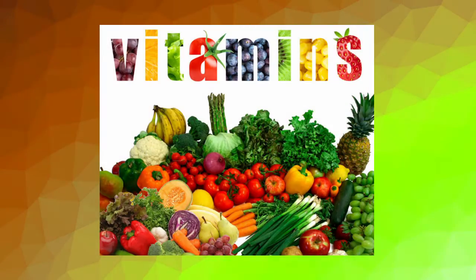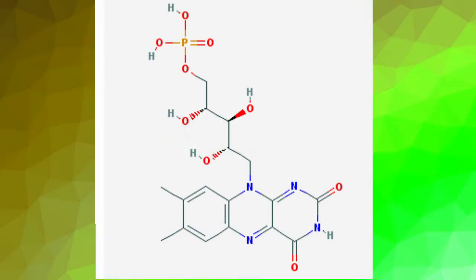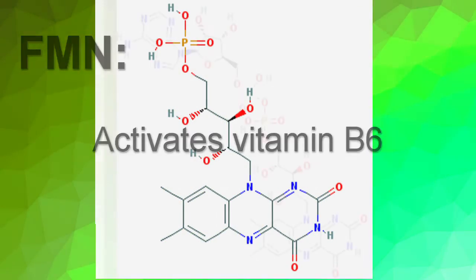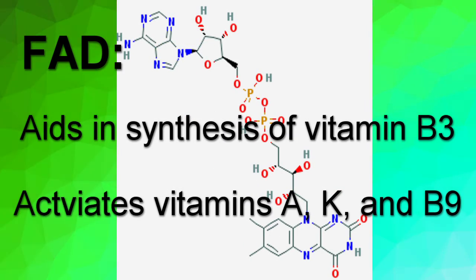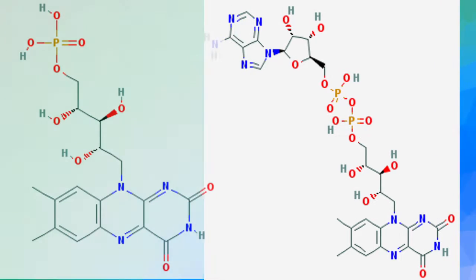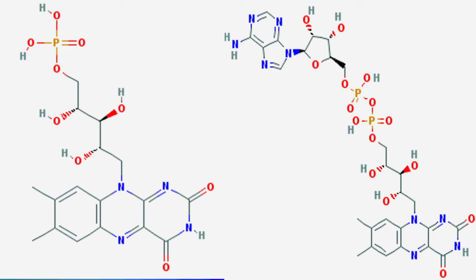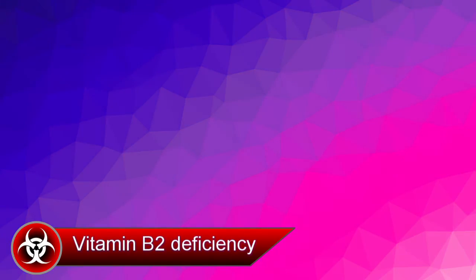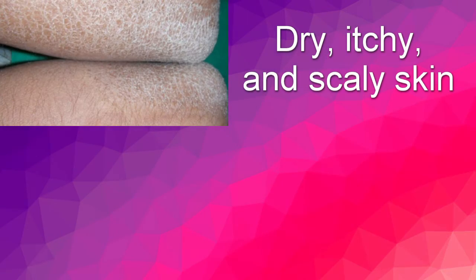Separately, they deal a lot with the other vitamins. FMN converts vitamin B6 to its active form, and FAD helps produce vitamin B3 and the activation of vitamins A, K, and B9. So that means that lacking these coenzymes will create a domino effect on the other vitamins. Speaking of lacking vitamin B2, a vitamin B2 deficiency will cause the skin to become dry, itchy, and scaly.